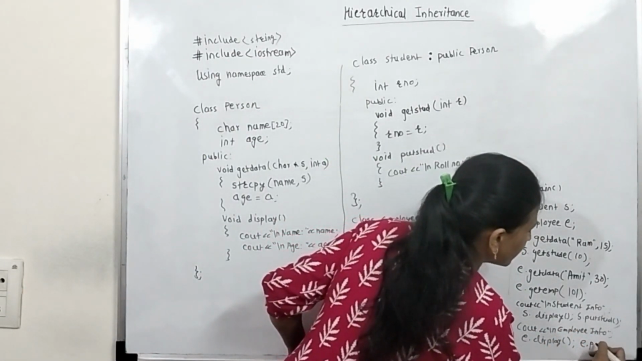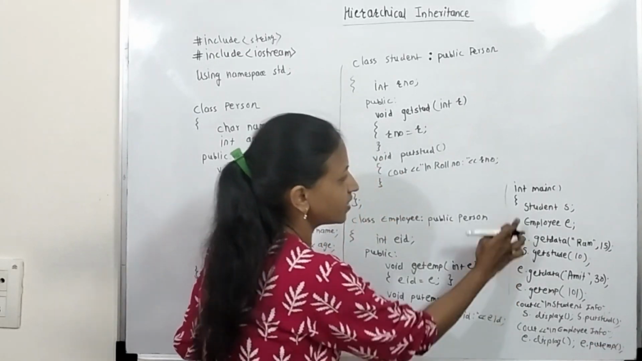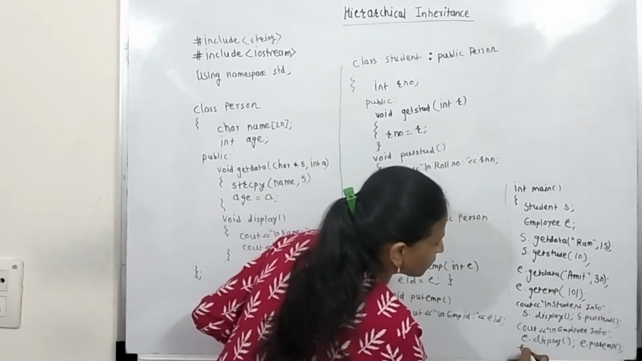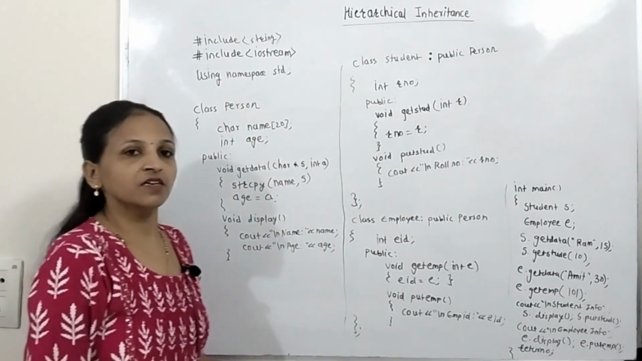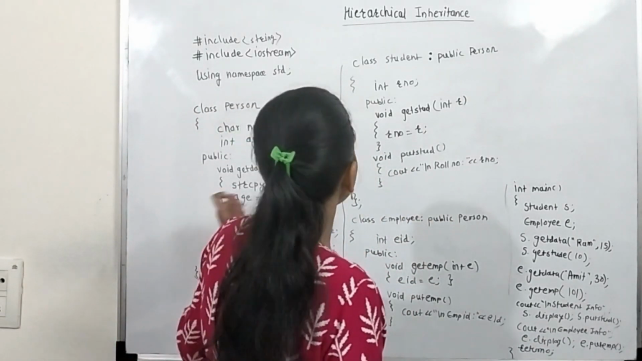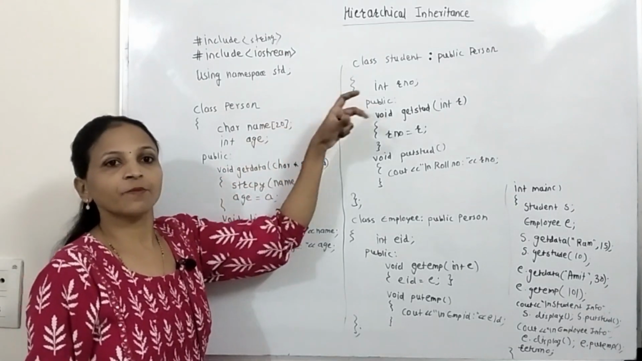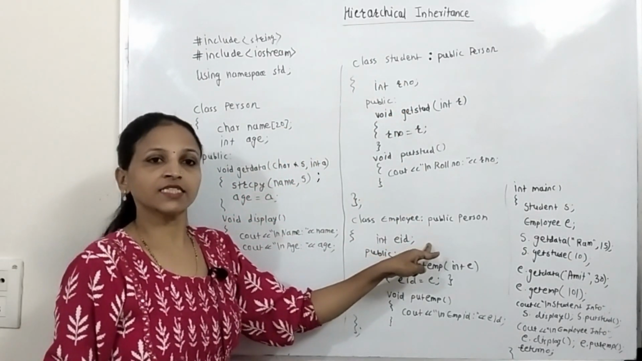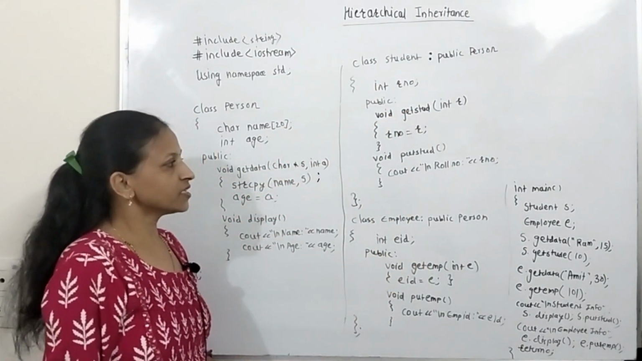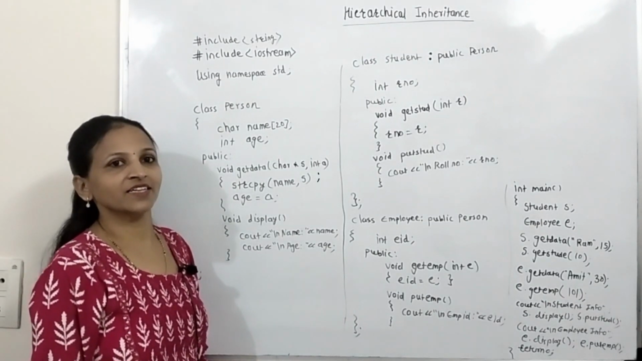It will display employee id. And now finally here we have to return 0 value. That's it. This is main function. Now here what we have done, we have created person class, and from that we have created two derived classes like student and employee, and this is nothing but a hierarchical inheritance.